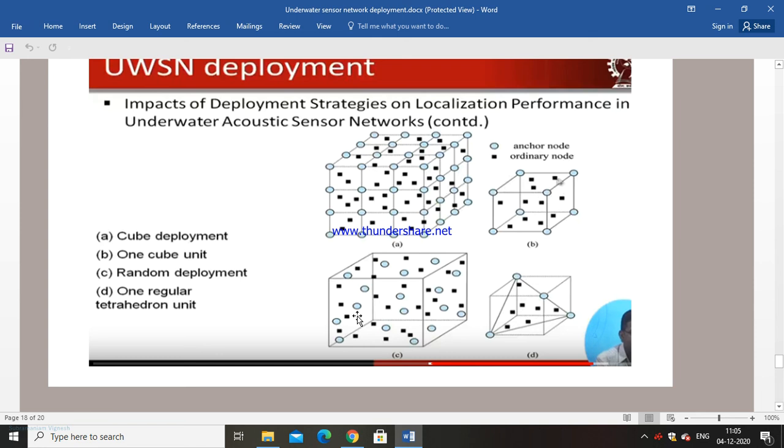Then the nodes are arranged in a random manner, so it is called a random deployment. The fourth one is one regular tetrahedron unit. Here we see the tetrahedron, within which the nodes are arranged.